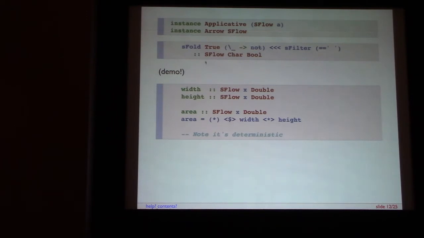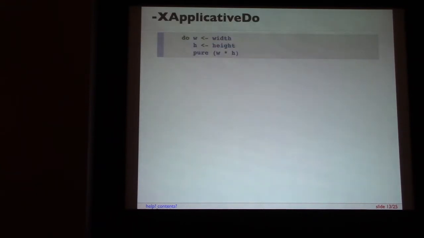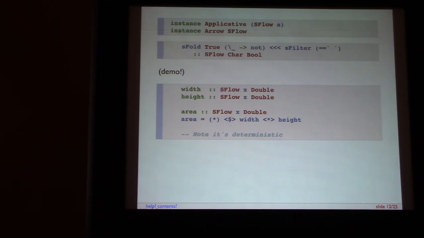So it's also applicative, so we can do nice things like given a signal flow from x to double and an x to double, we can multiply them in a way that's very nice. And note that this is deterministic, so this will always fire the same way. We don't have race conditions or anything like that, even if, again, this is coming from the outside world.